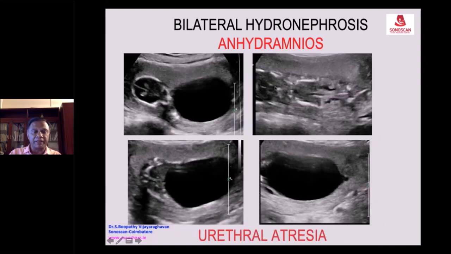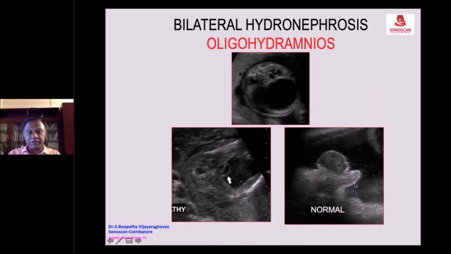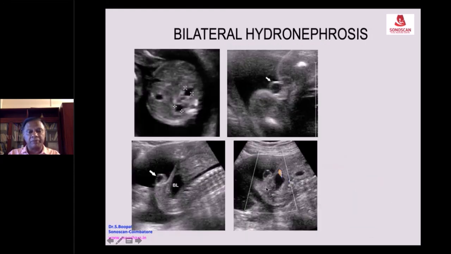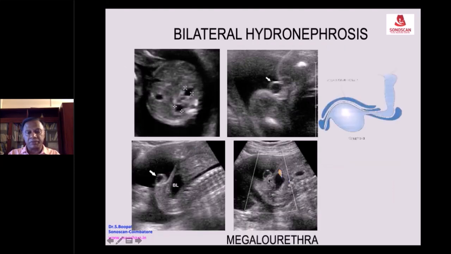These are also dilated. When you come to the bladder, it is massively dilated, protruding out of the abdomen. So this is a normal penis, and you don't see the dilated urethra. It looks solid, whereas here it looks hollow due to the dilated urethra. So this is a condition called anterior urethral atresia. You rule that out by putting on color Doppler, showing that there is no flow. So this is the typical appearance of megalourethra.